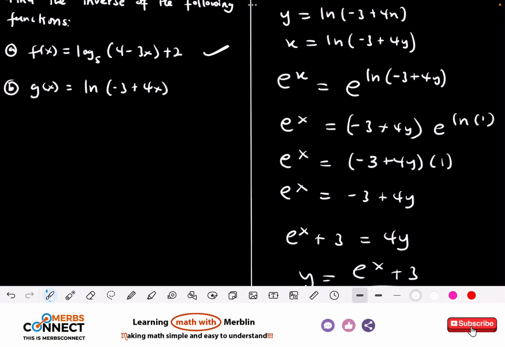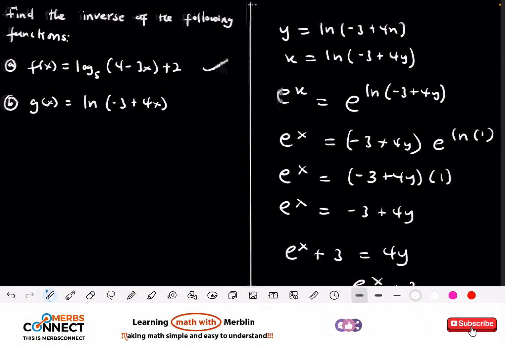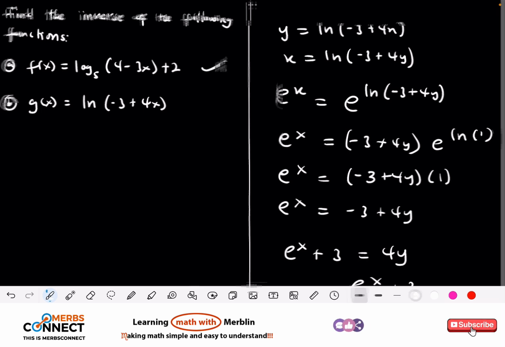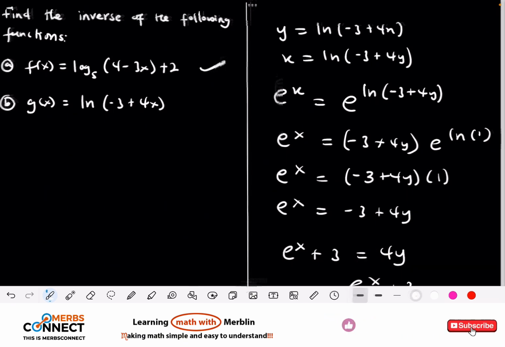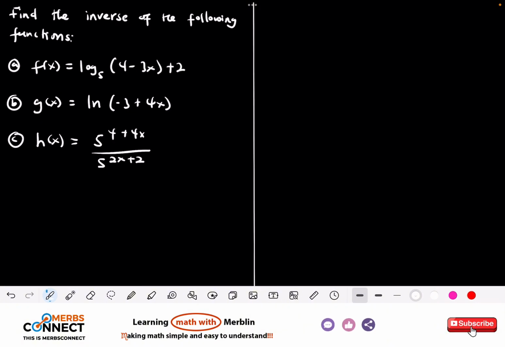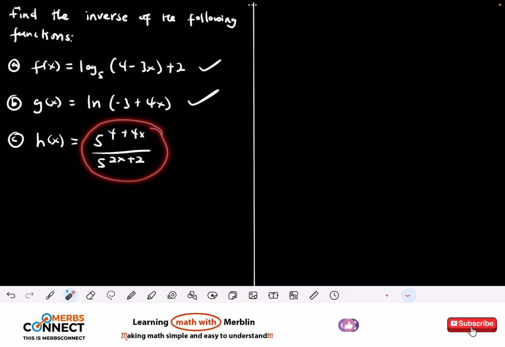Very simple, right? So let's take the last example in this video, and then we go ahead and look at the inverse function theory. So we are done with this one, we are done with this one. Let's try this one. Oh, that was nice, right?